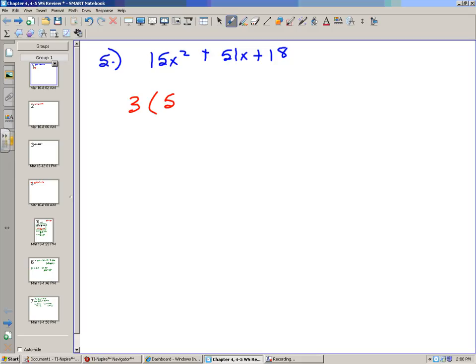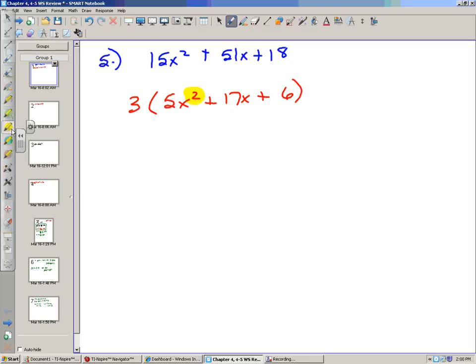So that's going to be 5x squared plus 17x plus 6. Do we see that, yes or no? Now what do you do? How do I know to factor it into 2 binomials? Because it is a squared exponent. The minute that you factor out your GCF and you still have a squared, what you have to do is put it into 2 binomials. Yes? Now, what do I do?